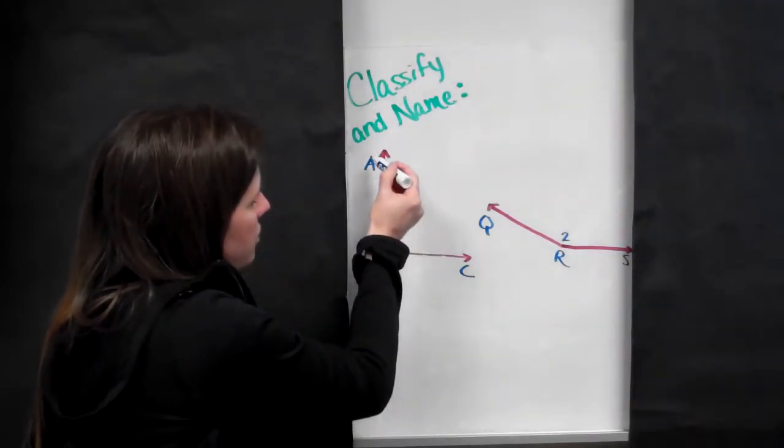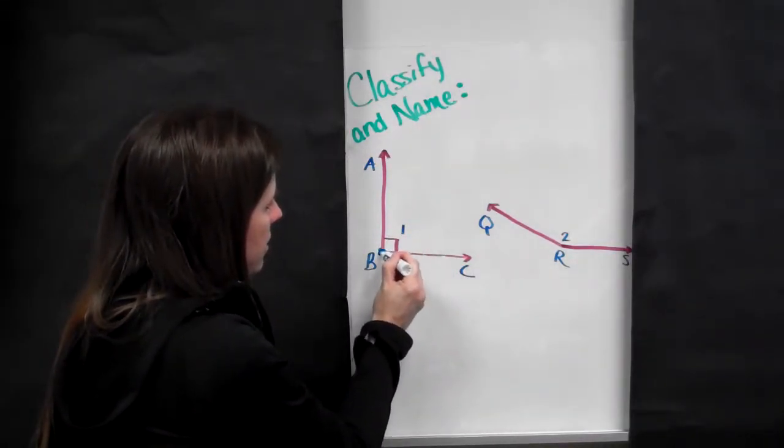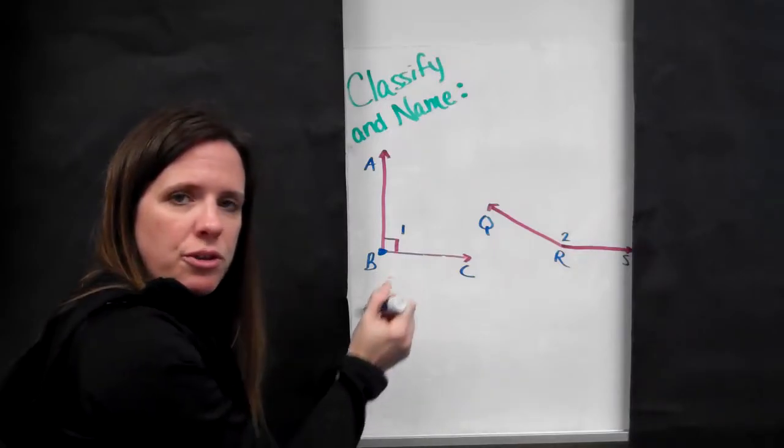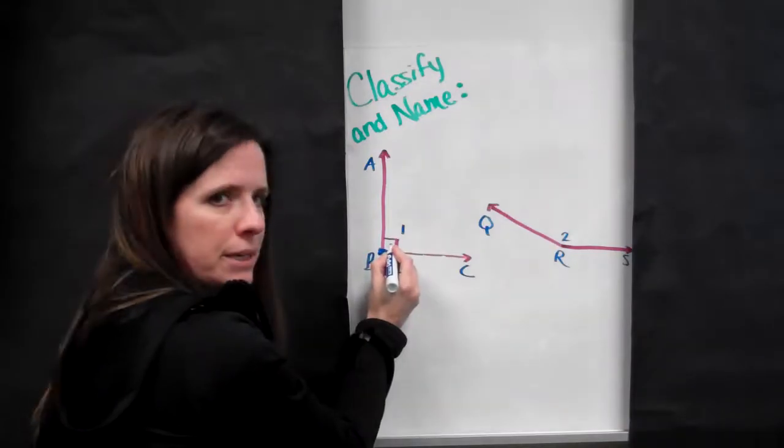When using the letters, you'll start at one and go under the other. The one that's at the vertex is your middle one. Okay, so that should always be in the middle of the name. So for example, this is a right angle. We know that because of the box there.